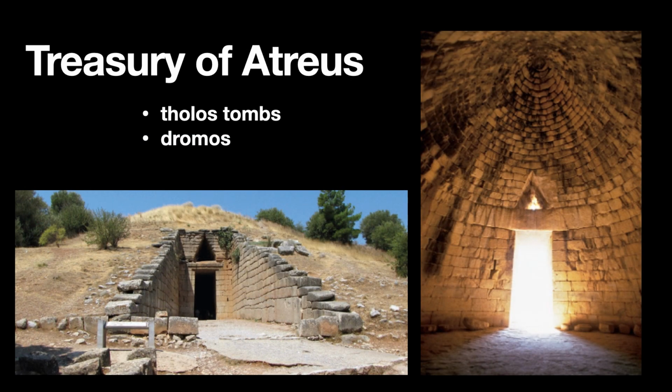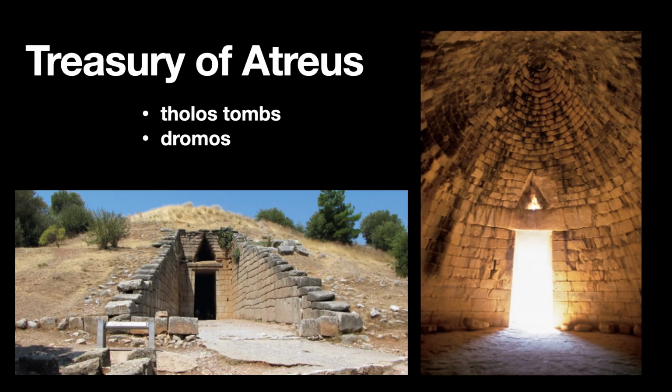The Lion's Gate was constructed a few generations before the presumed date of the Trojan War, the saga recounted in Homer's The Iliad. At that time, elite families buried their dead outside the citadel walls in beehive-shaped tombs covered by enormous earthen mounds, like the treasury of Atreus. These are called Tholos tombs.